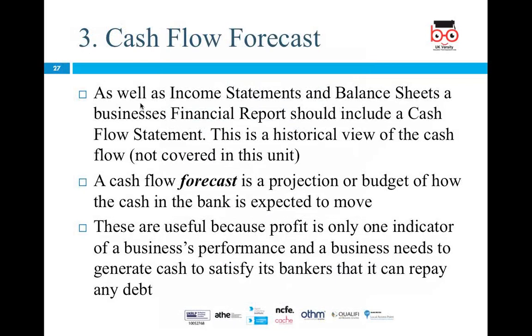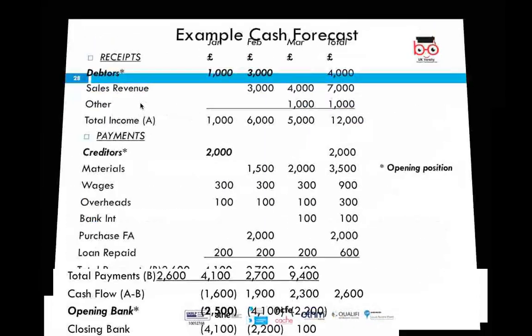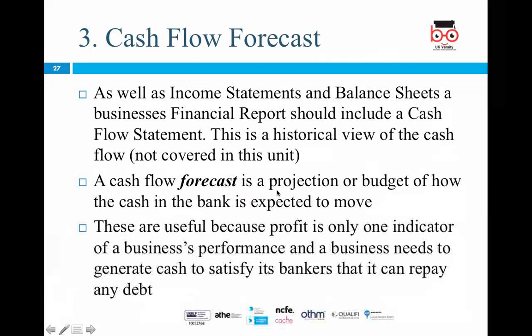Now, there is another important example of financial information: the cash flow forecast. Along with the income statement and balance sheet, a business financial report should include a cash flow statement as well. That is the historical view of the cash flow, which is not covered in this event. A cash flow forecast is a projection or budget of how the cash in the bank is expected to move.